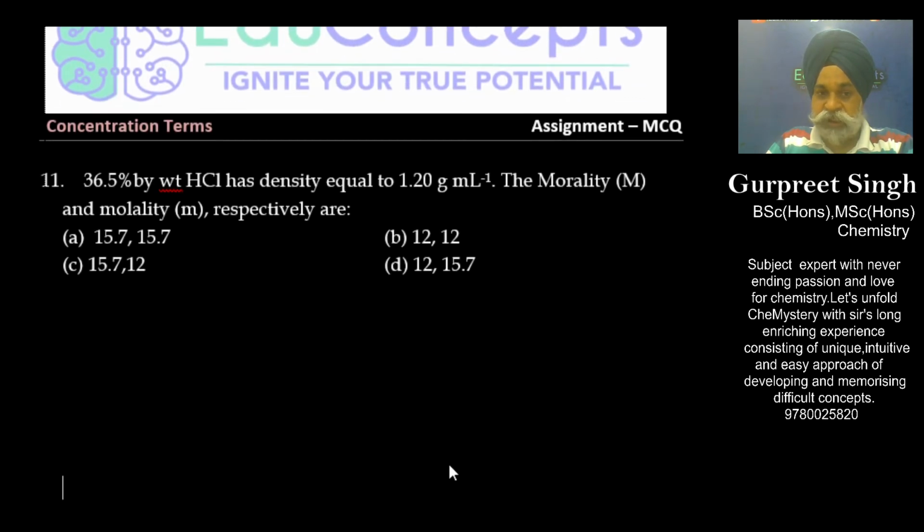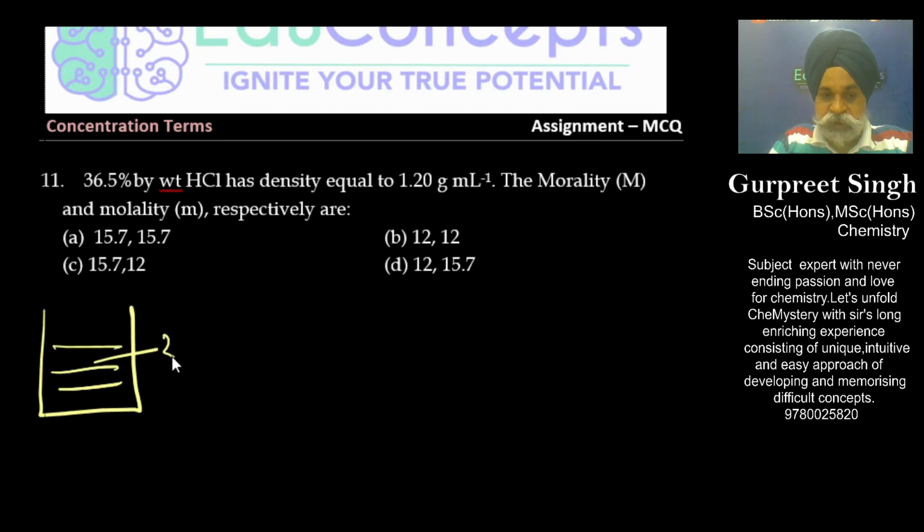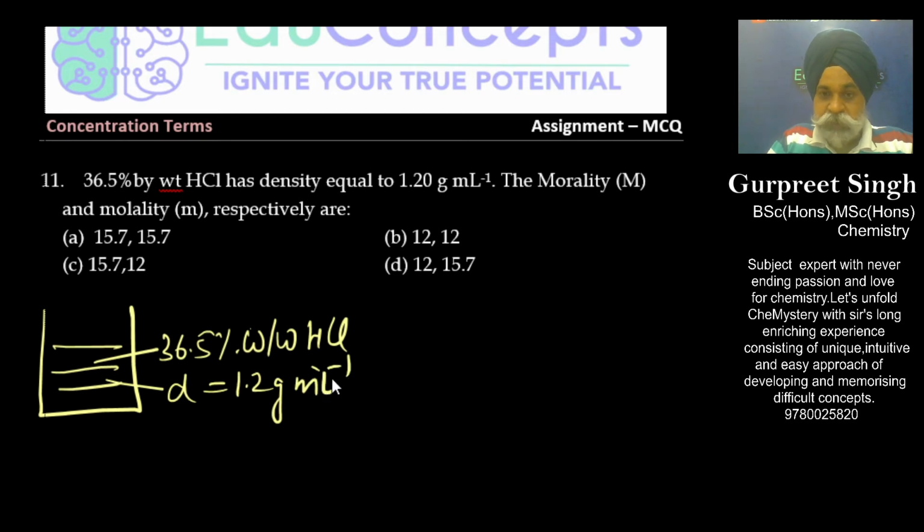This is almost similar to the one which we have already done. So it is 36.5% by weight of HCl. What is again given to you is a solution which is 36.5% by weight, that is weight by weight HCl solution, and it is having a density of 1.2 grams per ml. So you are supposed to find its molarity and molality.